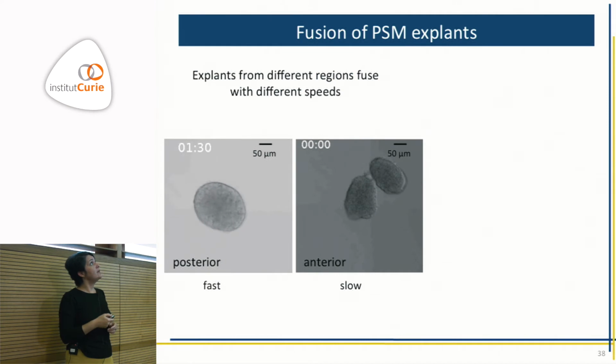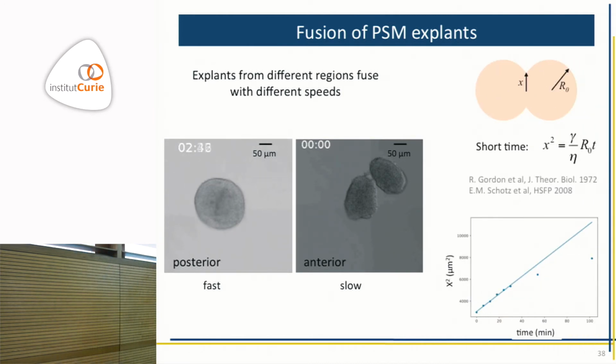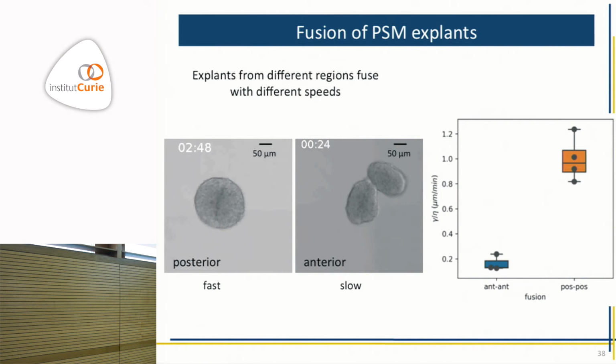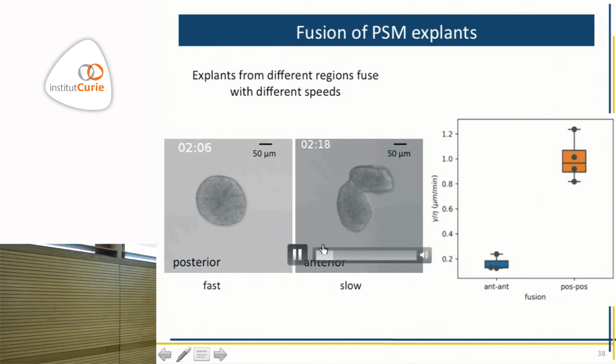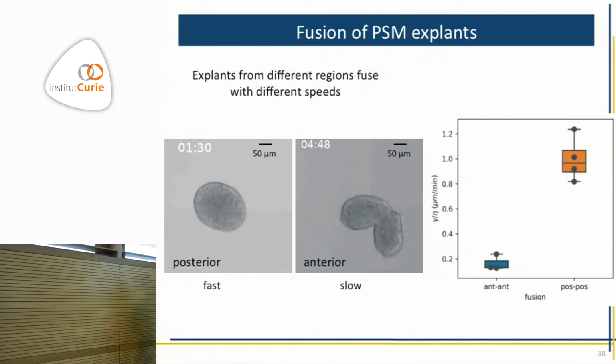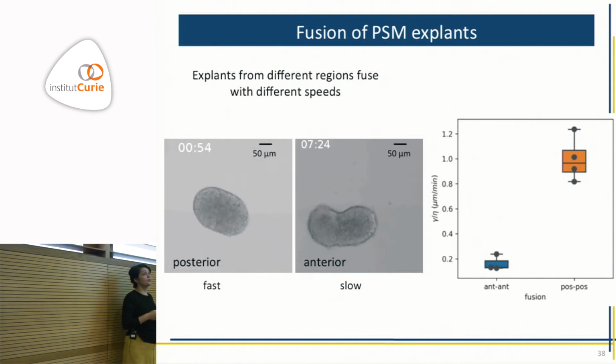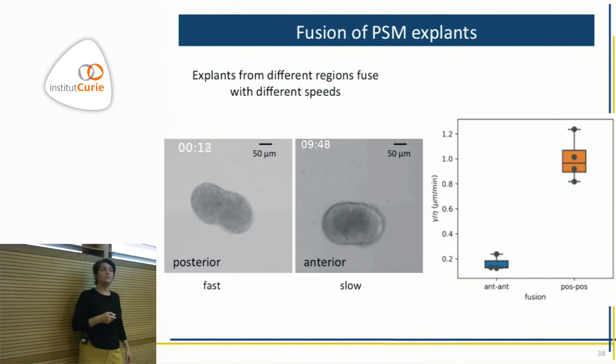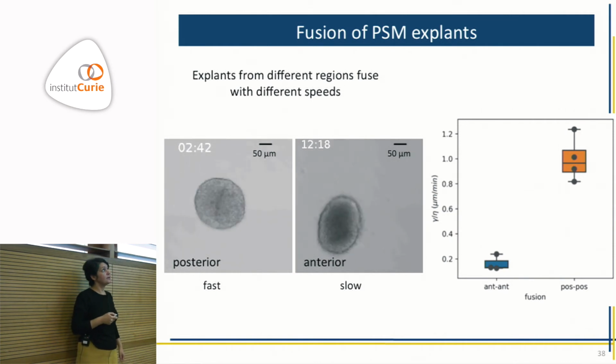Okay, so to analyze our data, we take explants from the posterior and the anterior. And here, let's see if this movie will show. I don't have my mouse. Yeah, so you see that for the anterior region, there is a lot going on before the explants merge to each other and make a sphere. So the dynamic is not at all the same.